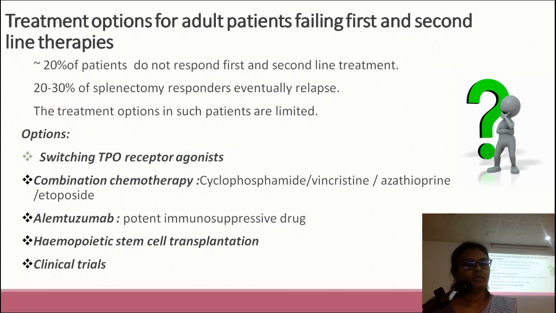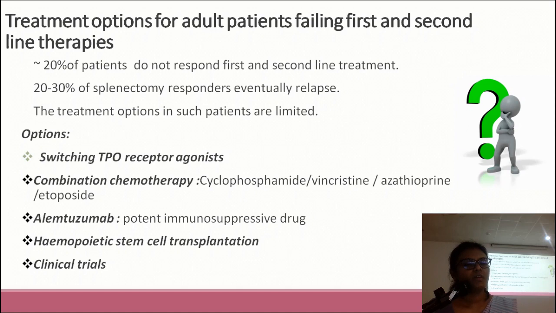So for patients failing these medications, we have very limited options. Most of the patients live with a very low platelet count, around 10, with fairly good quality of life, because the available options have very toxic side effects. So what are the options?